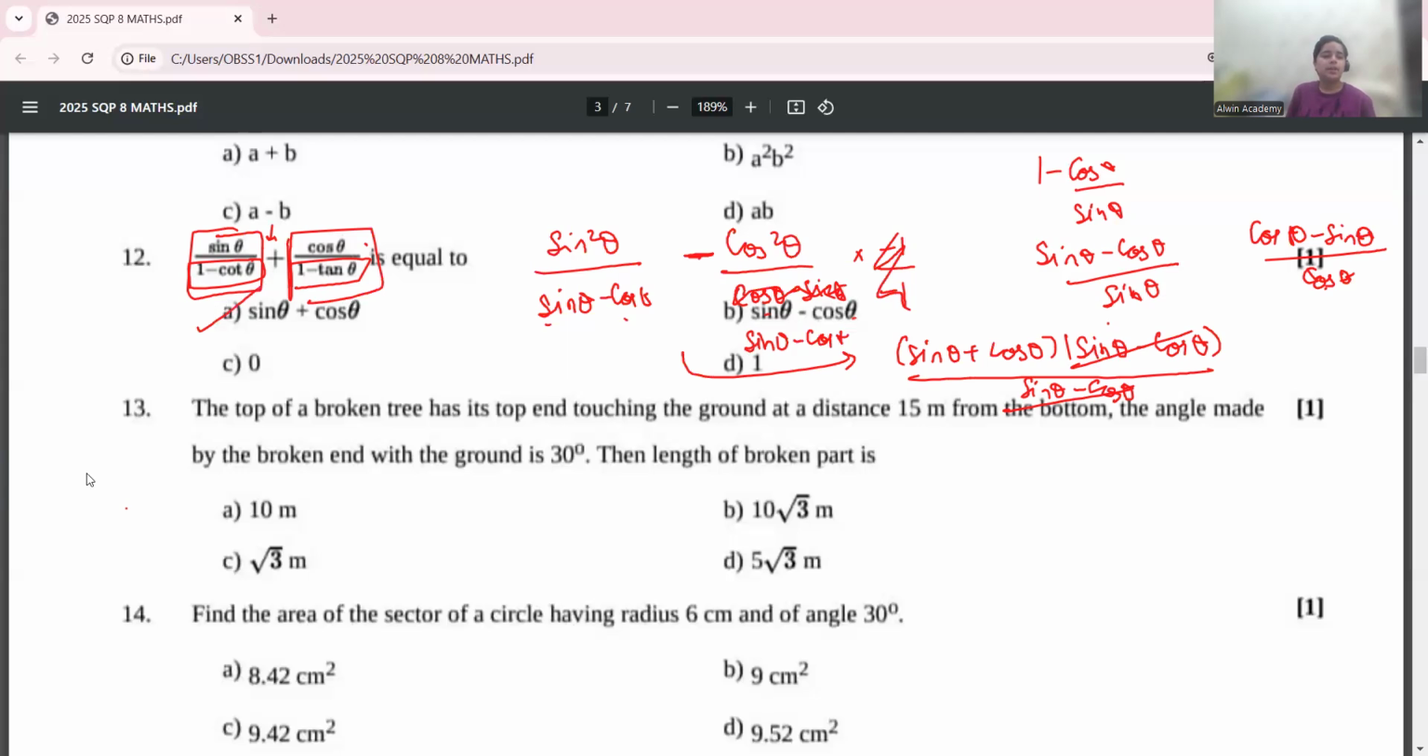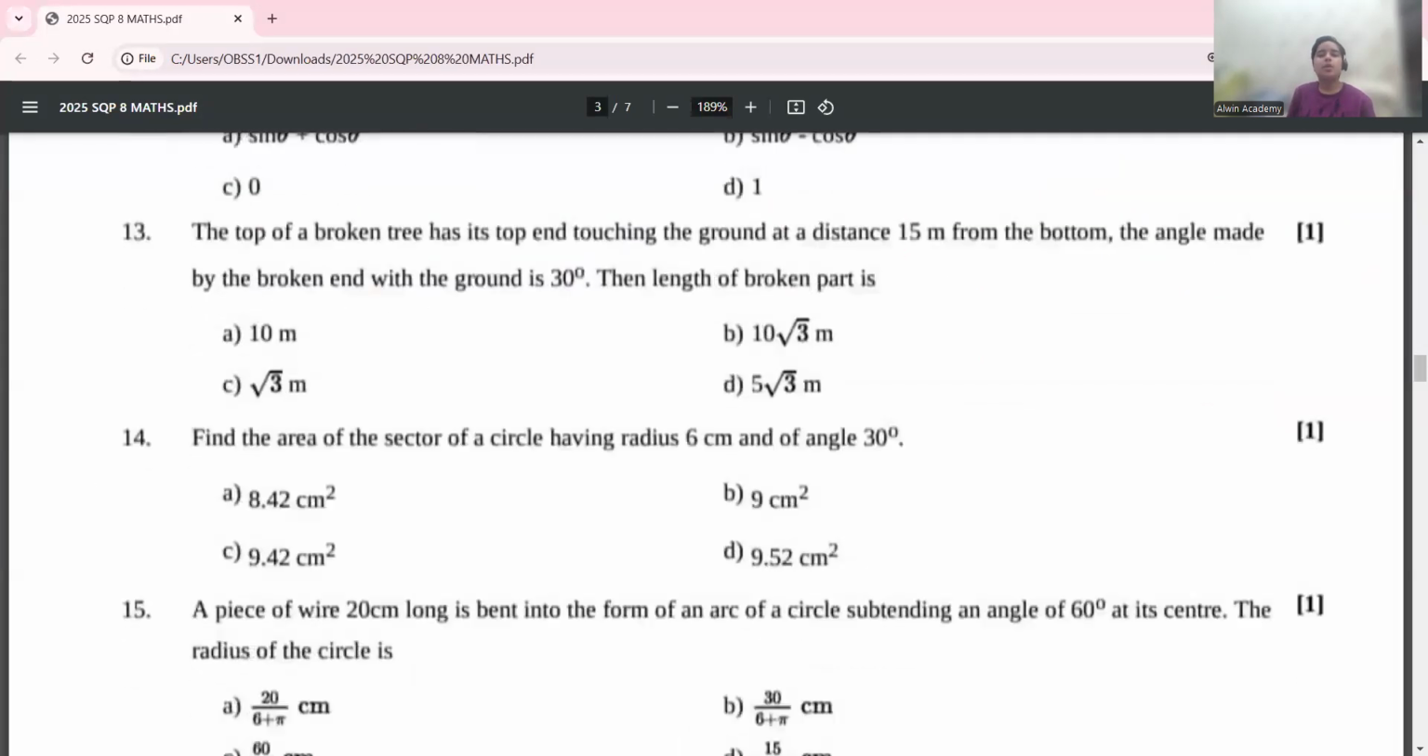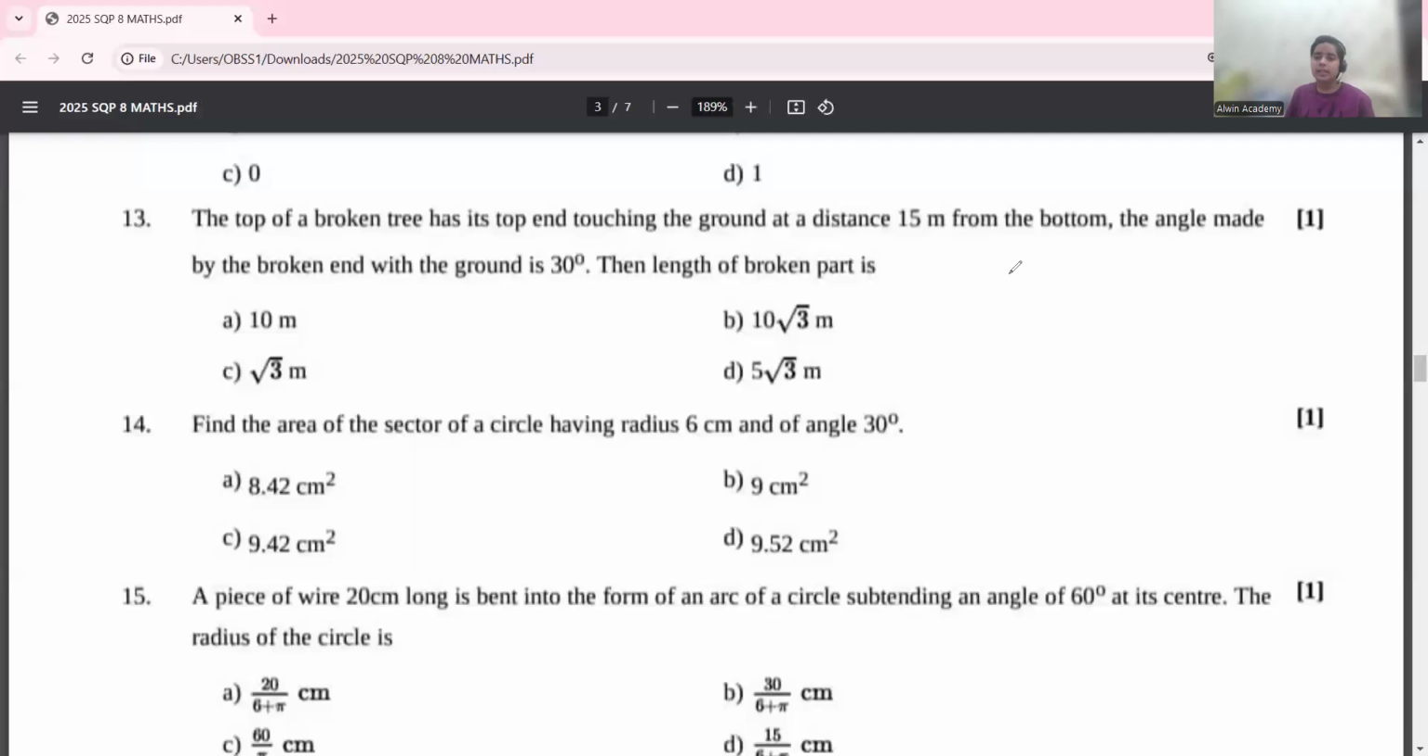Going to the next question, the top of a broken tree has its top end touching the ground. Let this be the complete tree, and I assume it broke from here, and so the tree falls somewhere like this, and we are given that it has fallen at a distance of 15 meter from the bottom. So this distance is 15 meter. Also, we are given that the angle made by the broken end with the ground is 30 degrees. So this particular angle is given to us, 30 degrees. We have to find the length of the broken part. So we have to find this particular length.